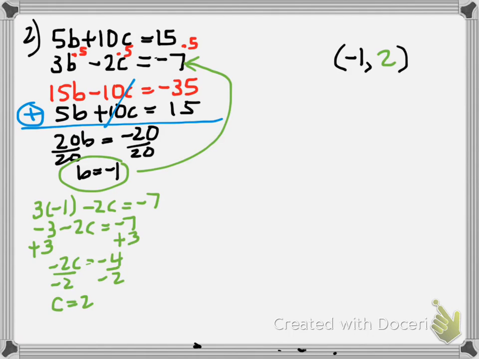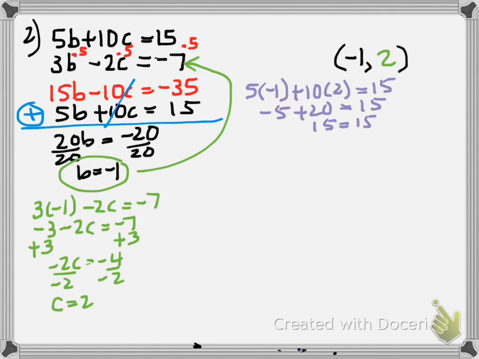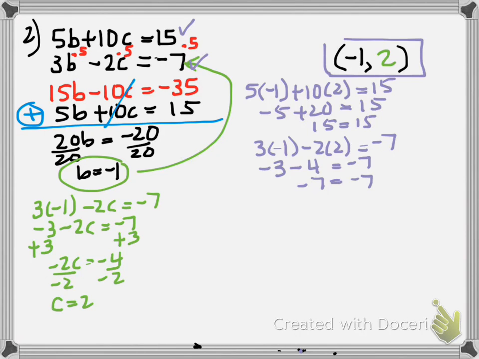So I'm going to do my check and see if it satisfies both. So I have 5 times the quantity negative 1, plus 10 times the quantity 2, and we want to figure out if that equals 15. So I have negative 5 plus 20 equals 15. And that's going to give me 15 equals 15. So this actually satisfies the first equation. And then I've got 3 times negative 1 minus 2 times 2. And does that equal negative 7? So I have negative 3 take away 4, and that equals negative 7, which is equal to negative 7. So it satisfies both equations, and that's my answer.